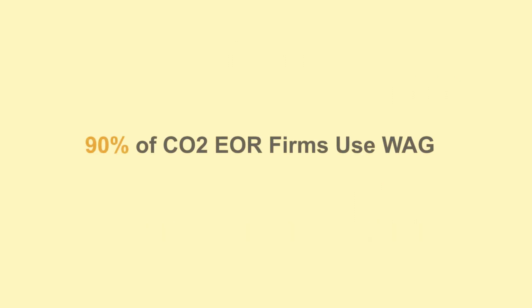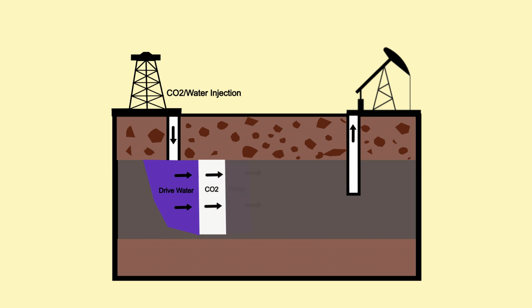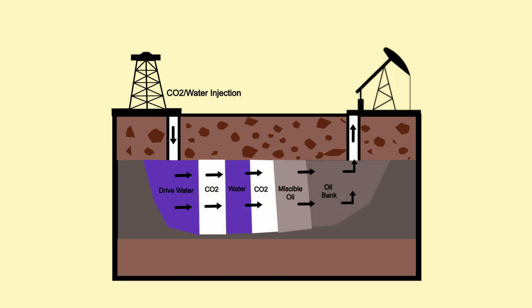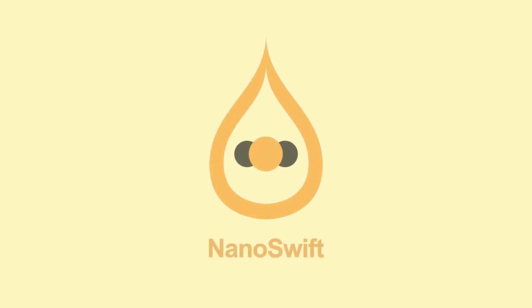Currently, 90% of CO2 EOR firms are using the water alternating gas process to improve the mobility of CO2. In this process, alternating amounts of CO2 and water are pumped in, which increases the mobility of CO2 through varying rock strata. However, the first two problems of low density and low viscosity are still unsolved. Here's where NanoSwift comes into the picture to solve all three problems and maximize residual oil extraction.